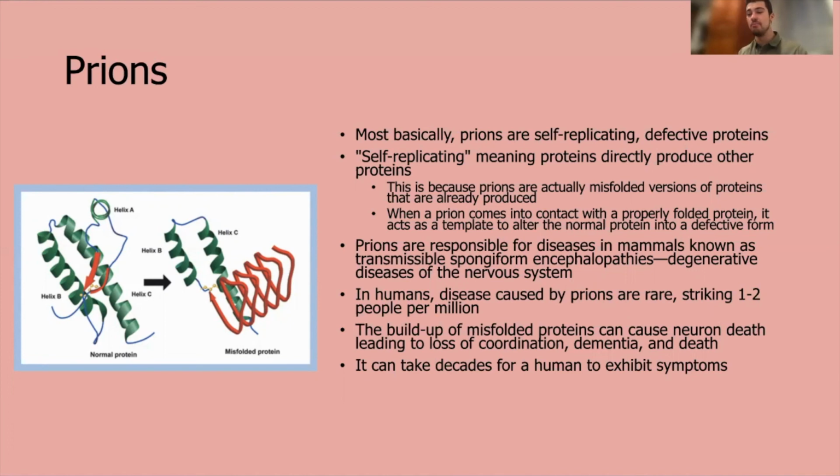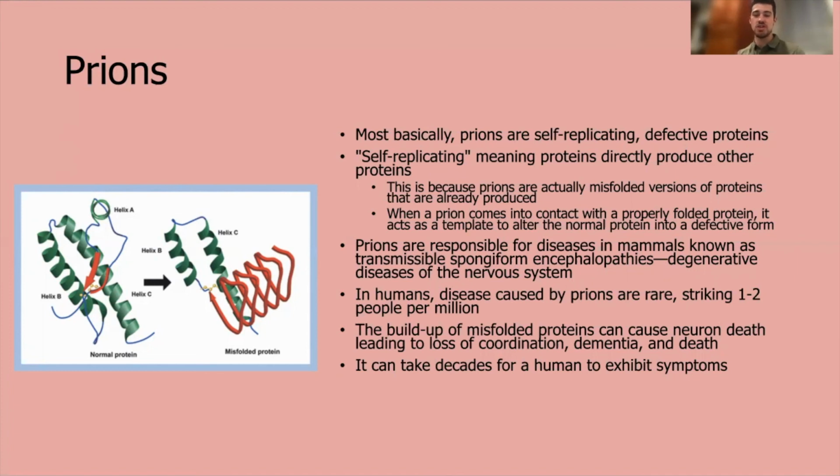So based on any of the forces that we talk about when we're talking about protein folding, we have hydrogen bonding, ionic bonding, disulfide bonds, all of those, van der Waals interactions. It induces this properly folded protein into this misfolded form, and it's defective and it's dangerous. So prions are responsible for diseases in mammals known as transmissible spongiform encephalopathies, or TSEs for short.